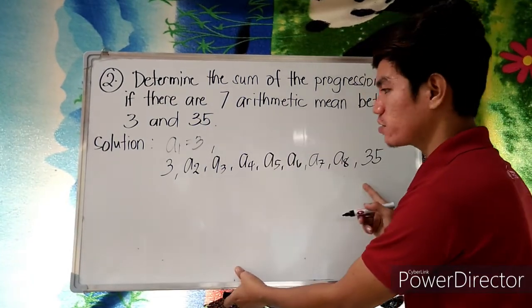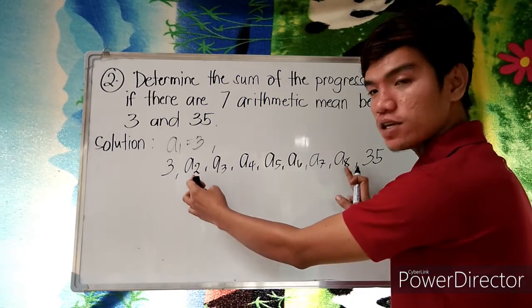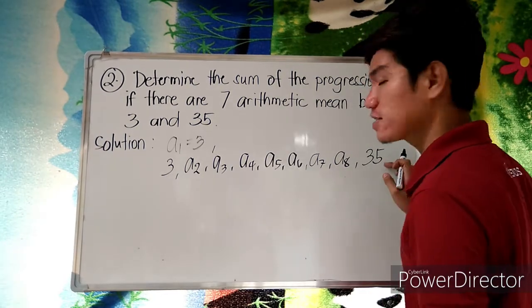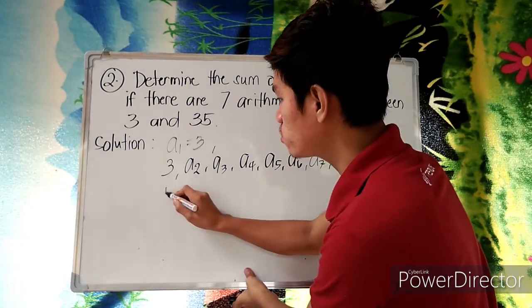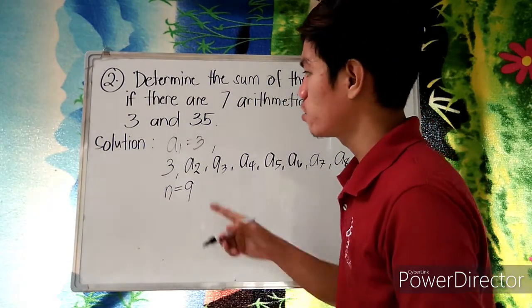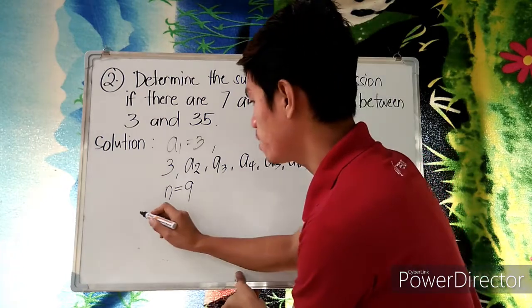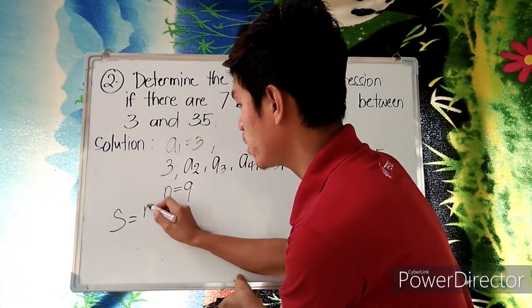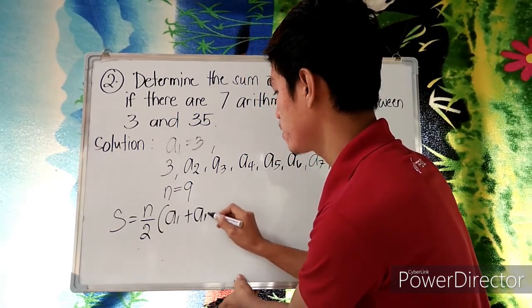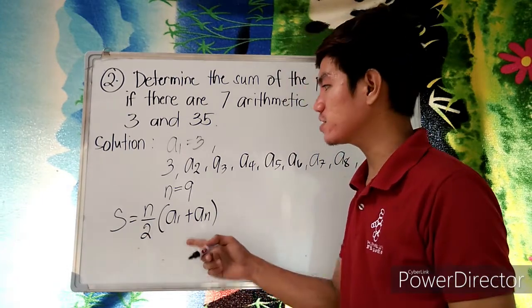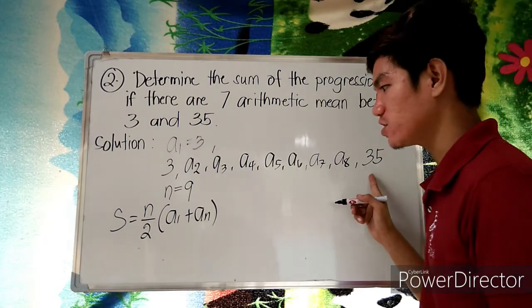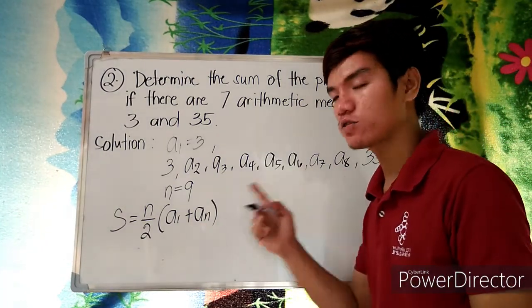So, by inspection, kita natin na may 7 tayong arithmetic means, and then we have 2 terms, yung first and the last term. So, makukuha natin yung value ng n na 9. So, proceed tayo dun sa summation formula. We have s equals n over 2 times a sub 1 plus a sub n. Ito yung gagamitin natin formula since given na yung a sub 1 at saka yung a sub n, which is a sub 9 siya, kasi meron tayong 9 terms.